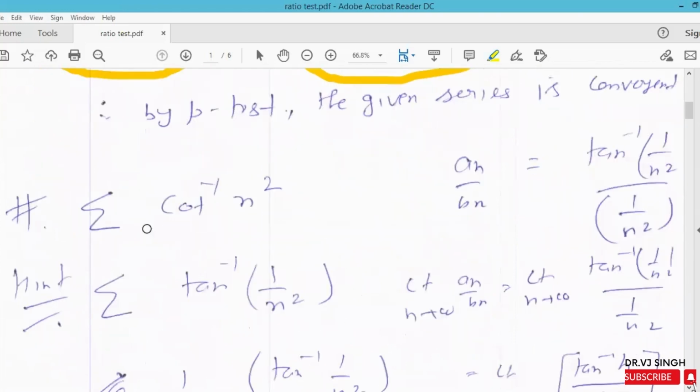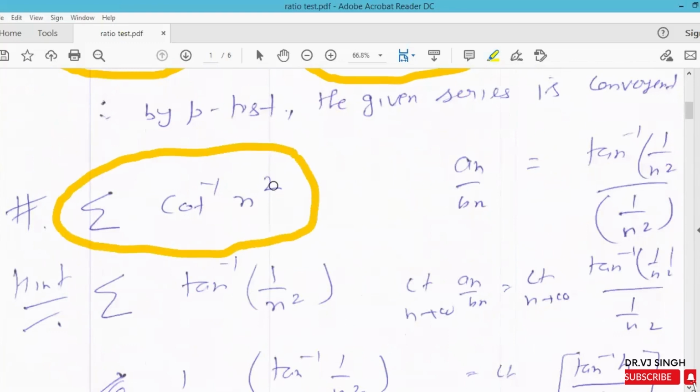Try one more question. So this is a question: test the convergence of the series, summation of cot inverse n square. Cot inverse n square can be written as tan inverse 1 by n square. Anyone, how can it be written like this? Cot inverse n square can be written as tan inverse 1 by n square.